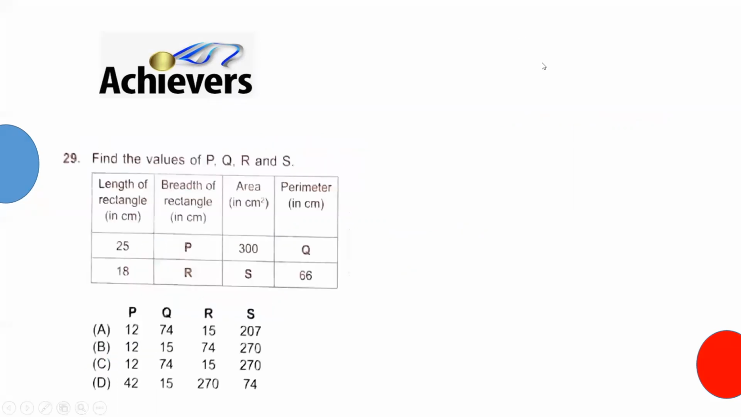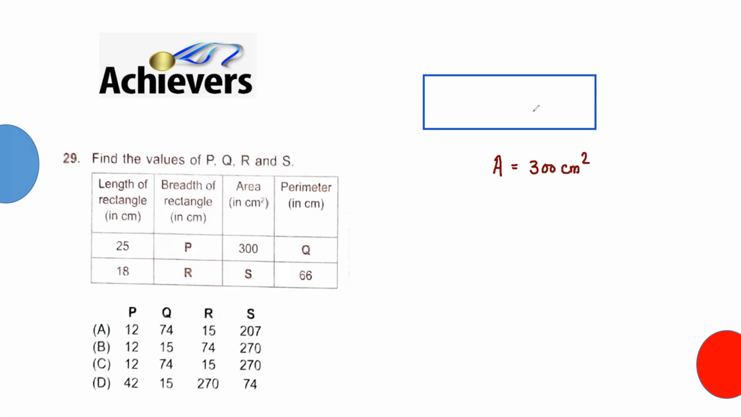So even if you see the scholar section or the achiever section, questions are not tough if you understand the concept. So now this is again a very, very straightforward question. Just see. So this is what they have given. They have given a rectangle, right? And now you can see area is given as 300 centimeter square and length is given as 25 centimeter. So breadth will be what? 300 divided by 25. So 4. So this will be 12. So you can see P can be 12.